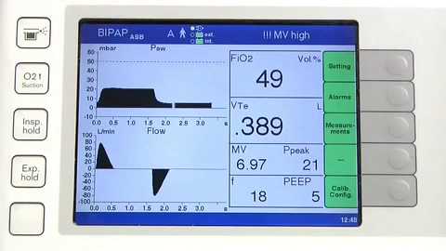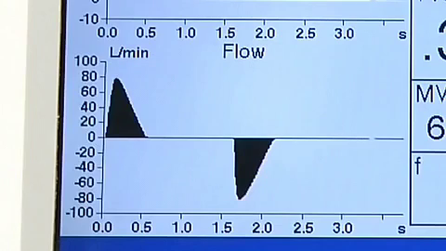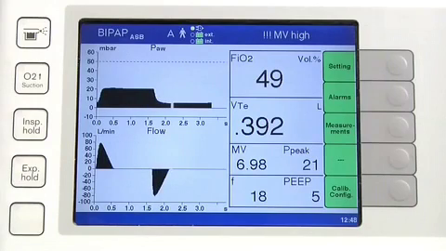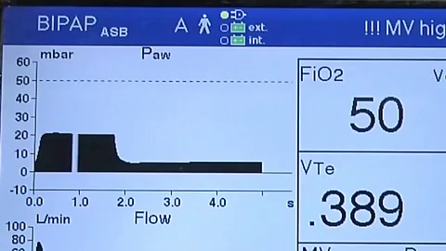We'll now look at the flow waveform. This can be seen at the bottom half of the screen. Again, the waveform is different in pressure control ventilation and volume control ventilation. In pressure control ventilation, which is the waveform we are looking at, there is a decelerating flow. So the flow after the initial flow in during inspiration falls constantly after reaching the preset pressure value.